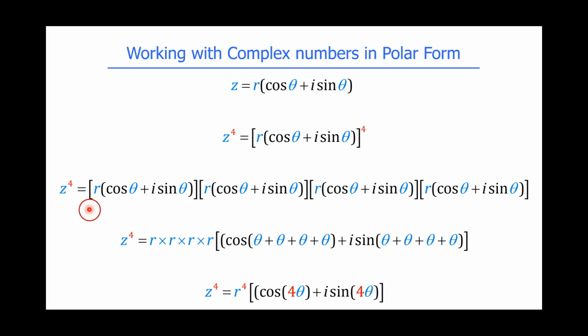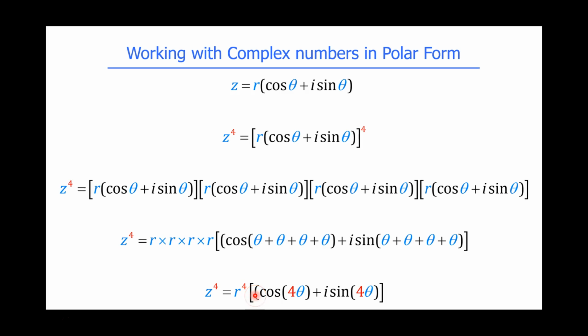Well, this is obviously very long-winded, writing out the same complex number 4 times. But from what we've just learnt in multiplying complex numbers, we know that all we need to do is multiply the 4 moduli here in front, and add the angles. The 4 moduli are the same and the 4 angles are the same because we're dealing with the same complex number to the power of 4. Another way of writing repeated multiplication is exponentials. So we get r to the power of 4, and then here we have the cos of 4θ because repeated addition is multiplication.